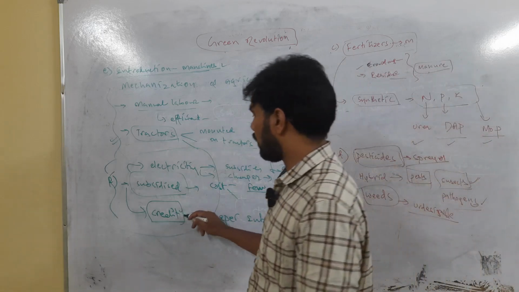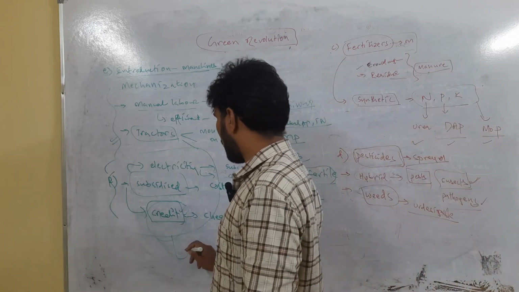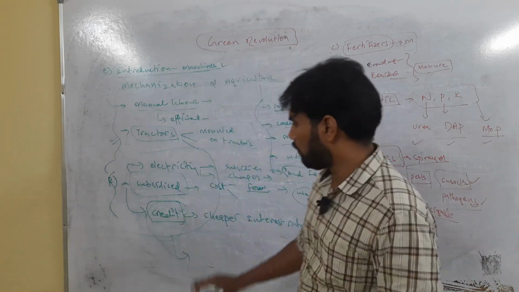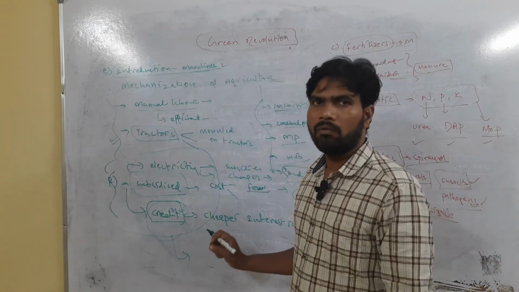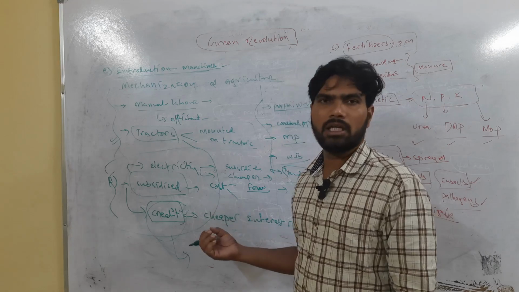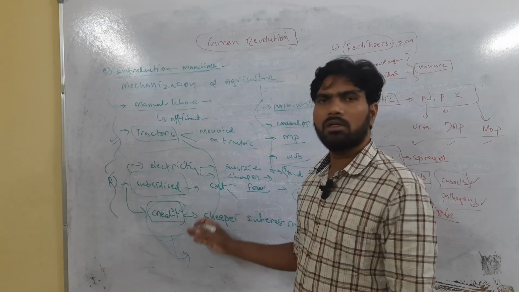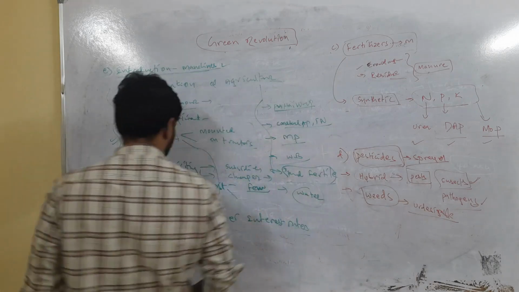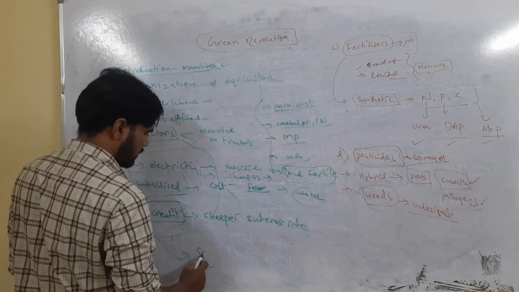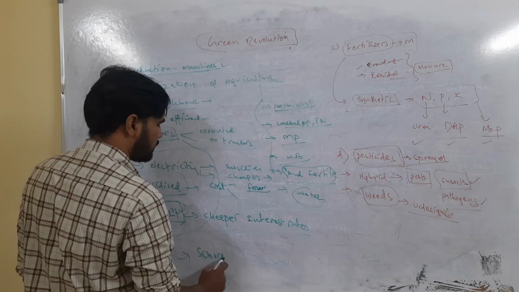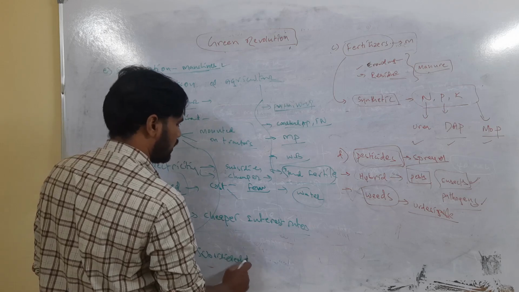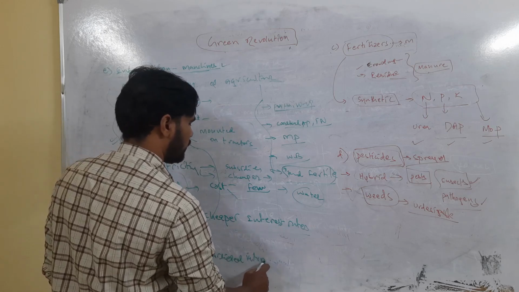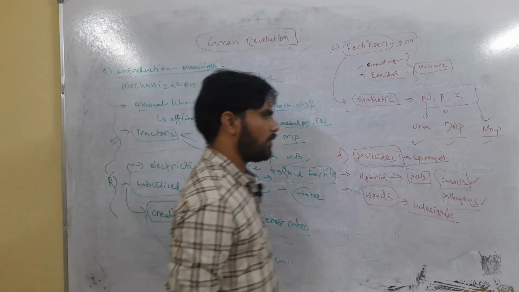And apart from that, the farmers were also made eligible for getting credit at very low interest rates, or we can call that subsidized interest rates. So this is the story of the Green Revolution.